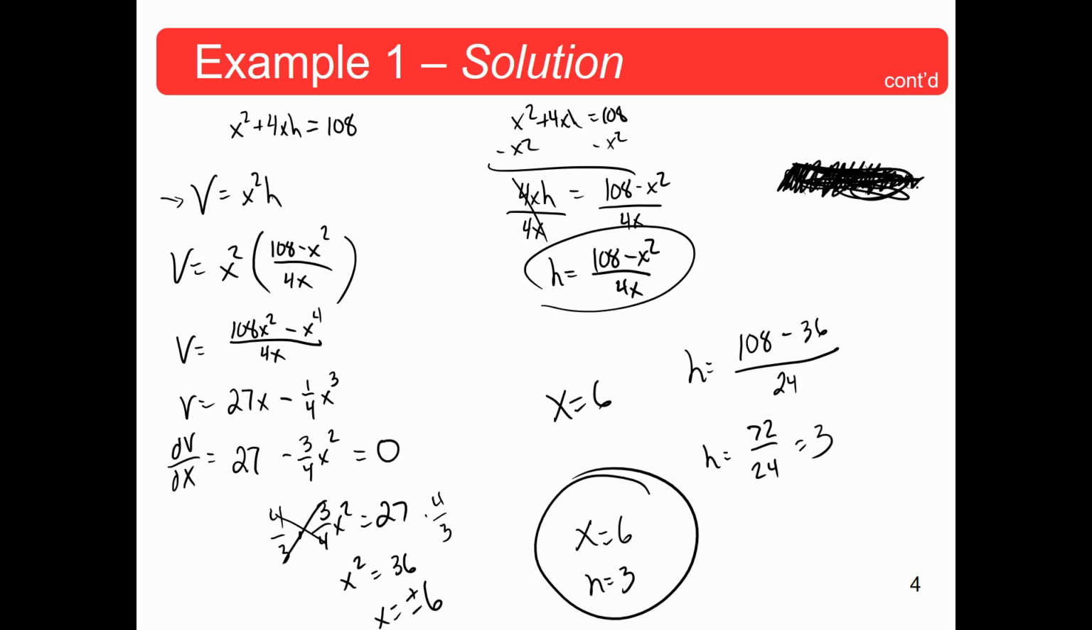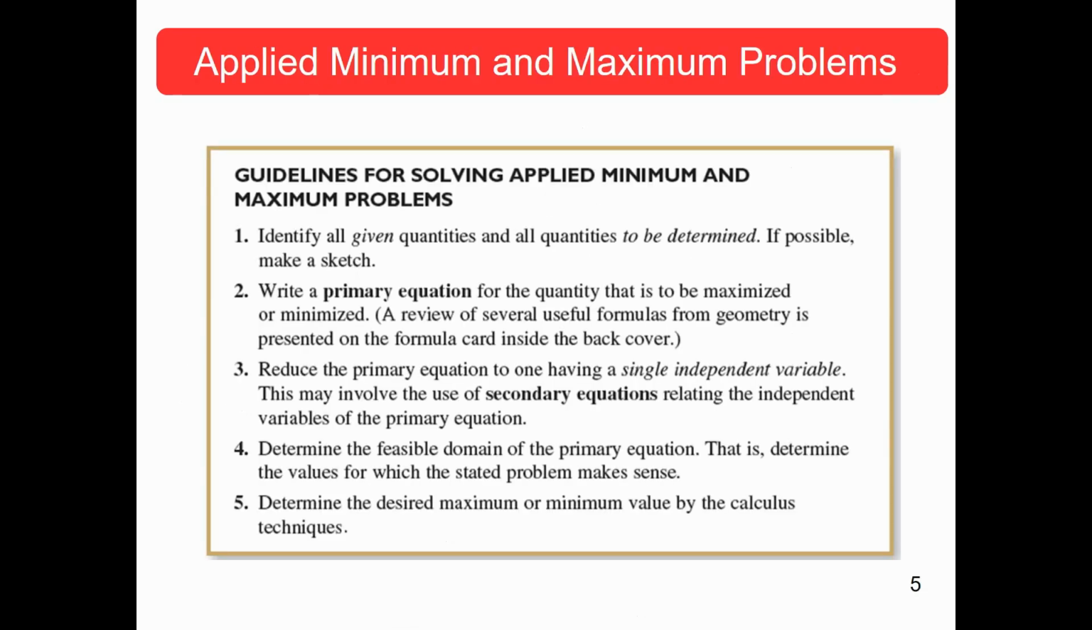So you've seen this in practice. Let's actually write it down as guidelines. First thing, I can't stress this one enough. Identify all of the quantities that are given and that need to be determined. If possible, make a sketch. One of the drawbacks to our homework system is that most of the time it gives you a picture. I'd rather you not rely on that. I'd rather you be able to draw the picture yourself. So be aware that generally on tests, I don't provide a picture. I want you to draw it on your own. So first thing, figure out what you got, what you need, and draw a picture.